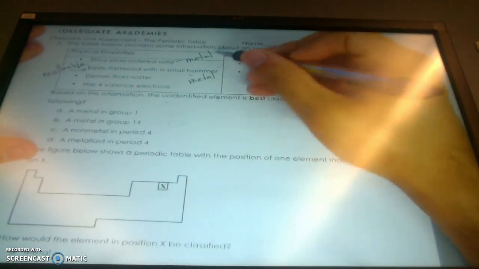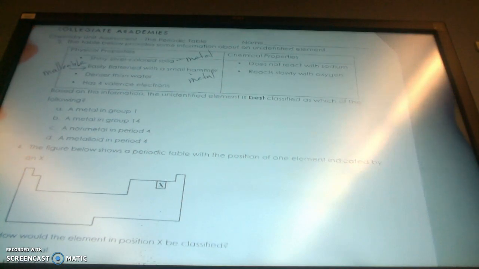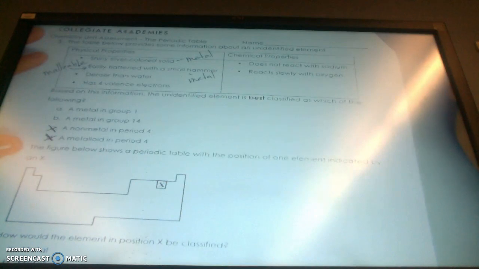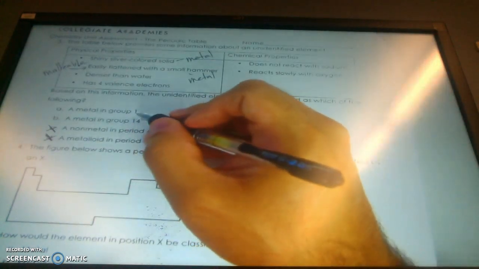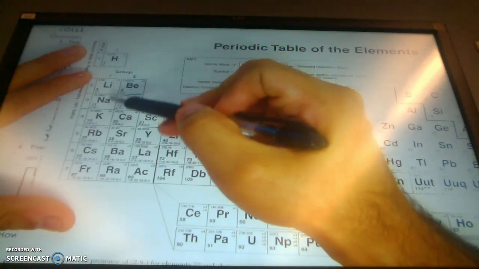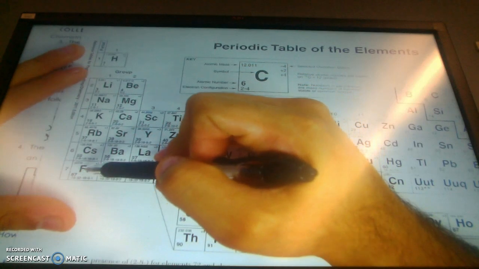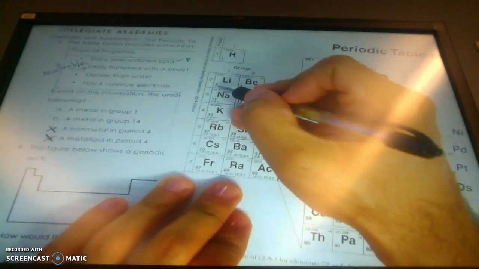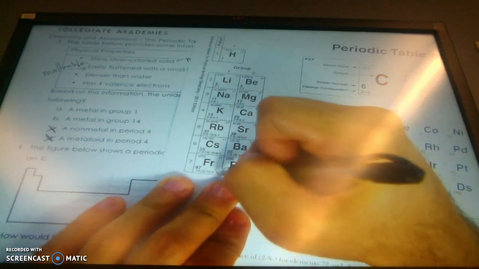So all my evidence over here makes it think that it's probably a metal. So I'm going to go ahead and cross off choice C and choice D. Now I have to decide if it is a metal in group 1 or a metal in group 14. So I'm going to look at my groups. Okay, here are the metals in group 1. And now I can use that valence electron piece. All of these have 1 valence electron, so it's probably not a metal in group 1.